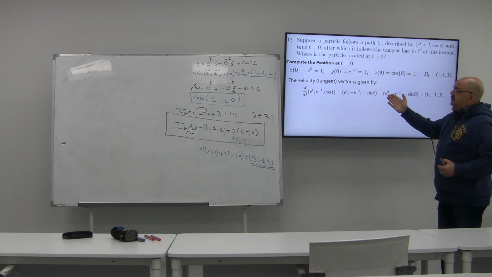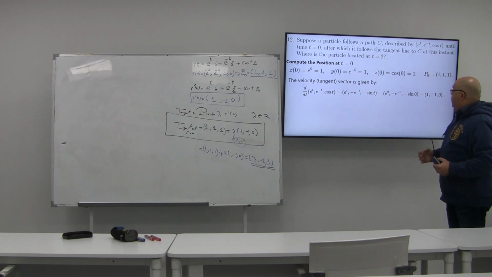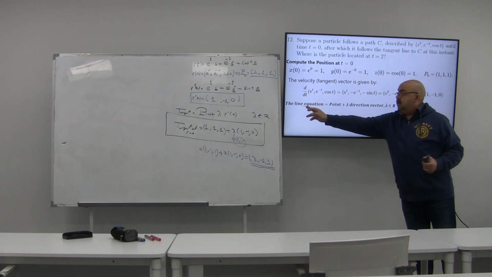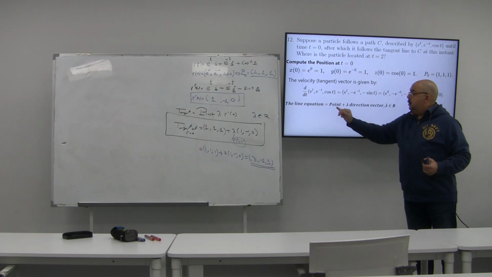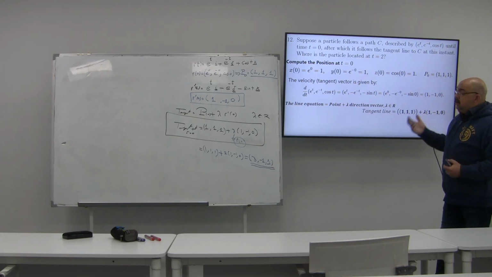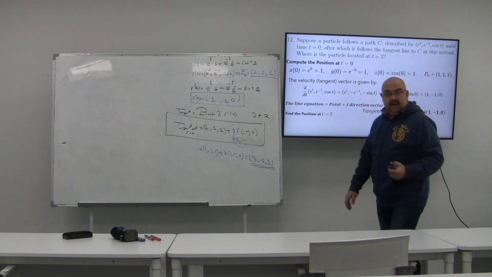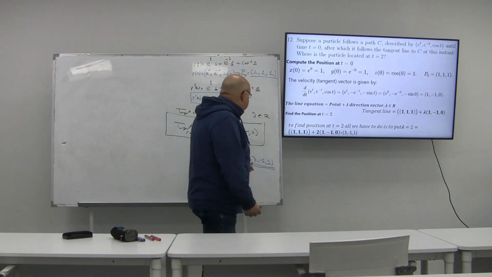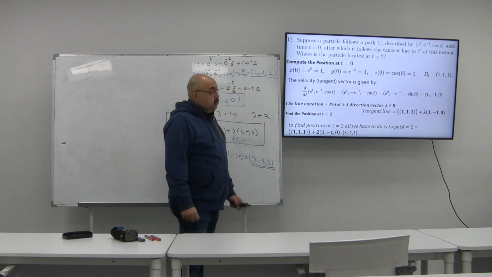Start substituting t equal to 0 to find the direction of this vector, which is going to be 1, negative 1, and 0. Now I can write the line equation, the tangent equation: point plus lambda times the direction vector. Done. Then you need to determine the position. All I have to do is just substitute lambda equal to 2, and you will have exactly the same result, which is 3, negative 1, and positive 1.